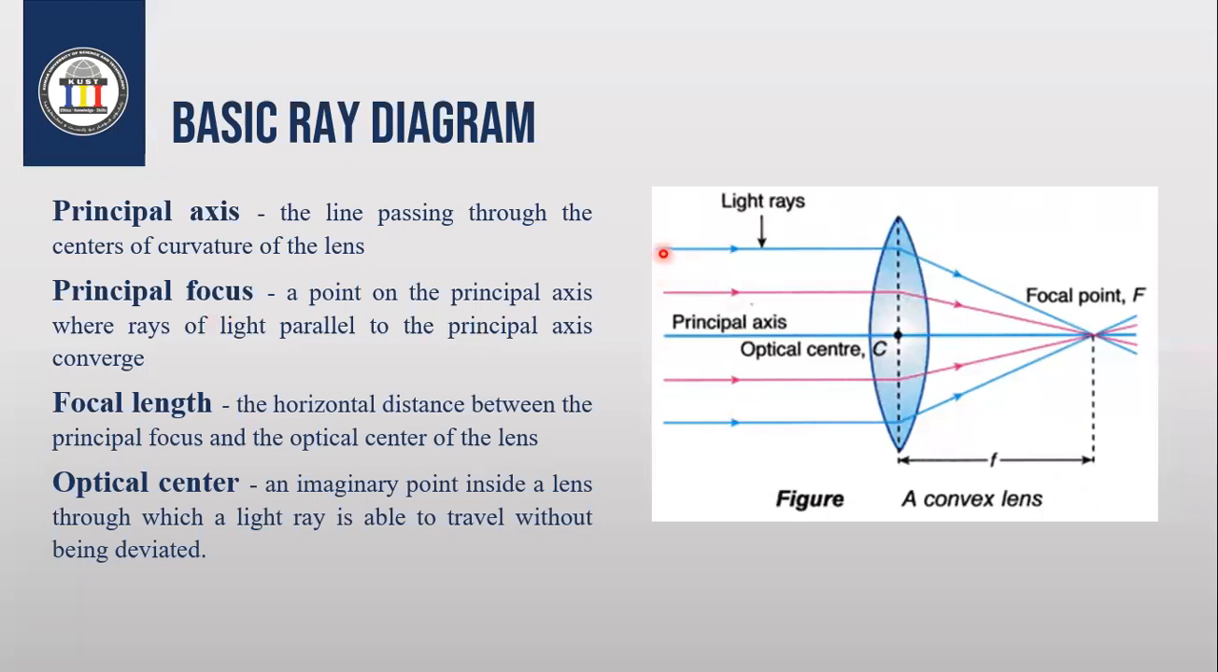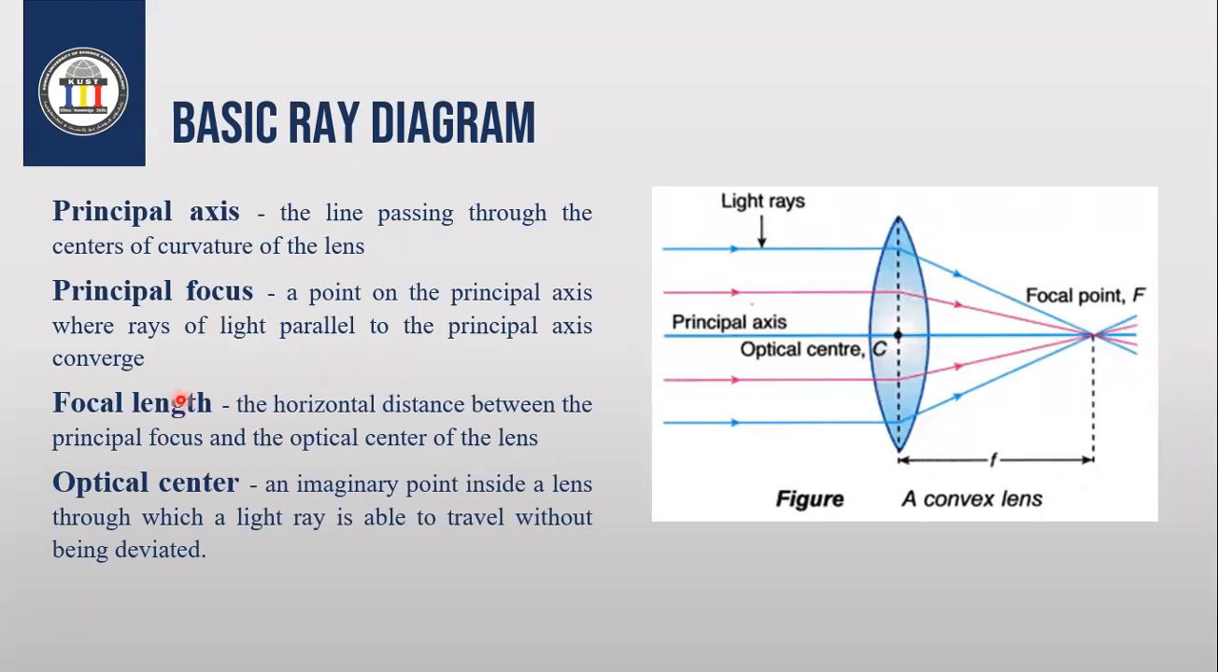If the light is coming from infinity, from far away, it will be focused on where? On the focal point. If it's not focused on the focal point, it will be passing through the focal point. So this point is important for us.